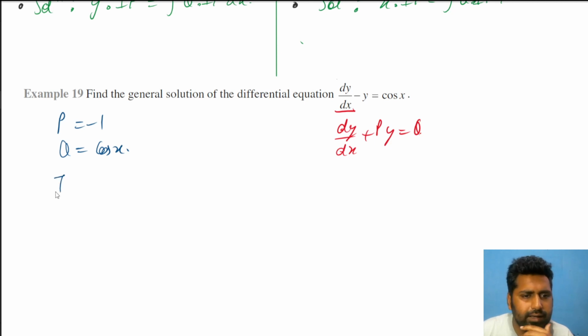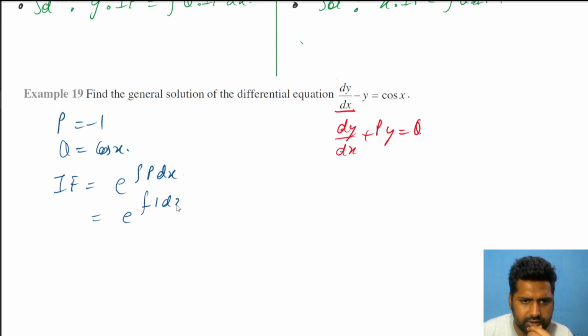Next is finding IF. First of all, always find IF. IF is e raised to power integration p dx. So e raised to power minus 1 integration dx. So e raised to power, what is the integration of minus 1? Minus x. Okay. And don't write plus c in integrating factor.